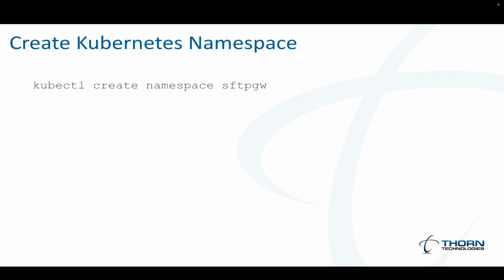Next, we're going to start running some kubectl commands for deploying to Kubernetes. The first command here creates a namespace, which I'm calling SFTPGW, and all of the Kubernetes resources that we deploy will fall under the umbrella of this namespace.